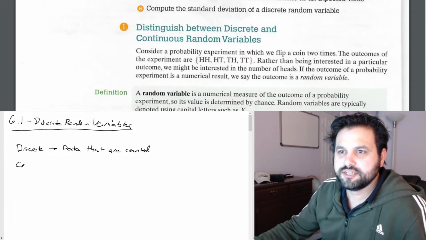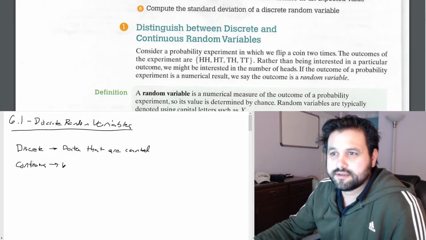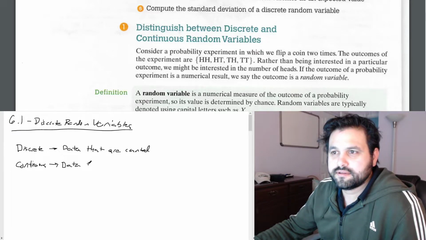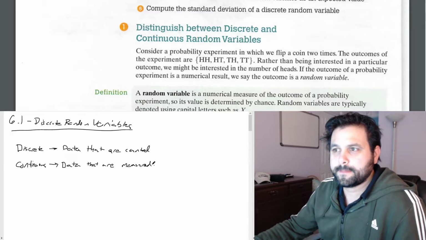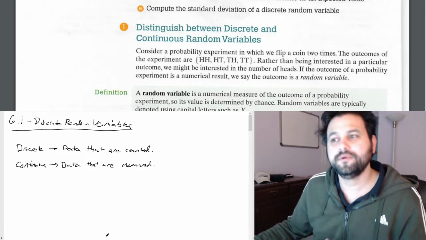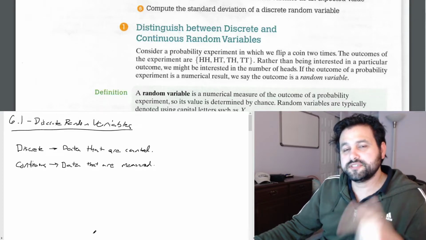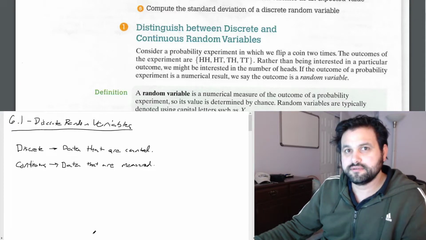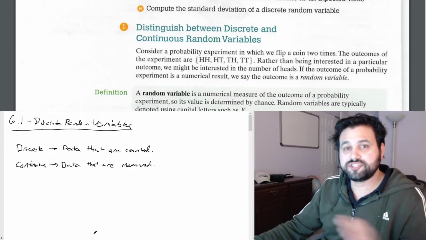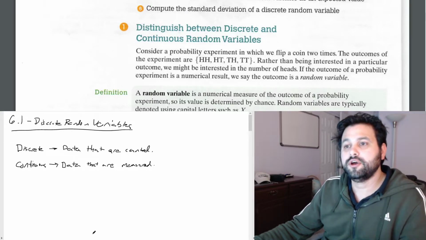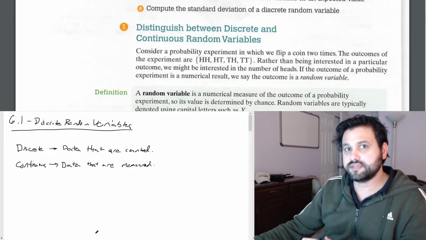And now continuous. Do you remember what we said about continuous data? Continuous data is data that are measured. So that's one of the big differences between continuous and discrete. And so in 6.1, we're talking about discrete. In fact, all of chapter 6, these next couple of sections, we're talking about discrete random variables. Then we'll get into continuous afterward.